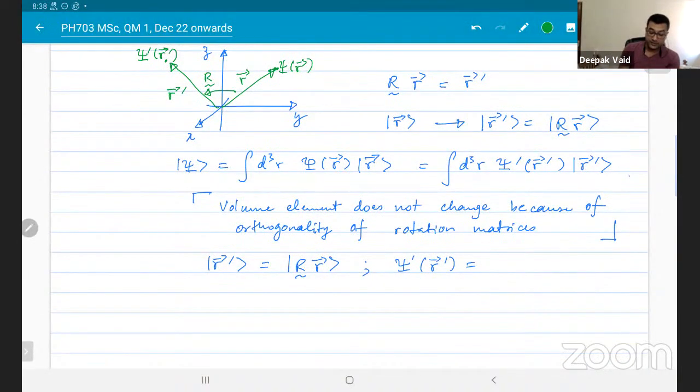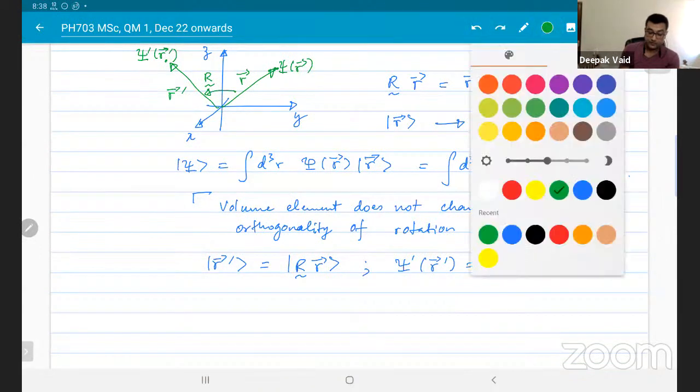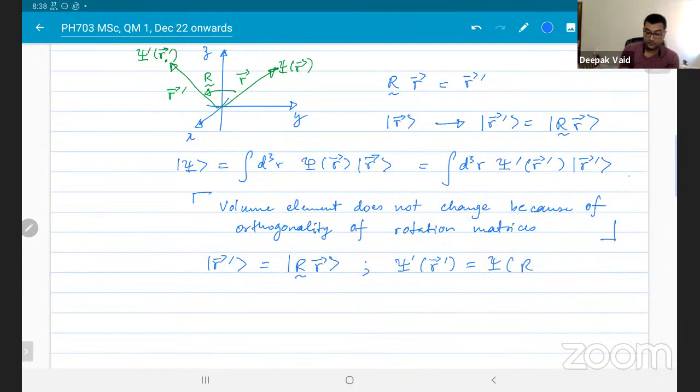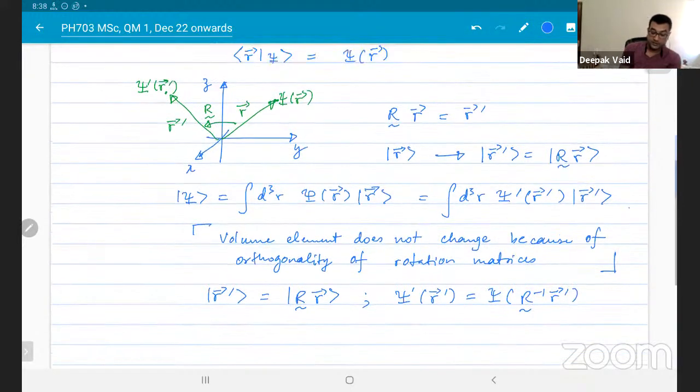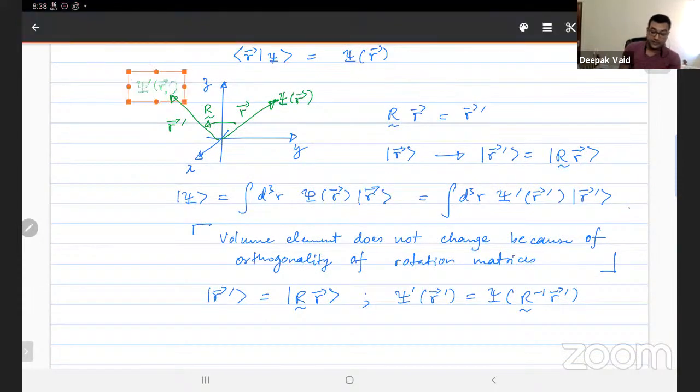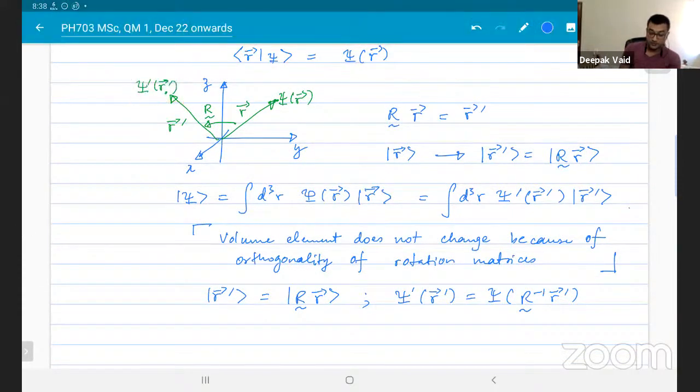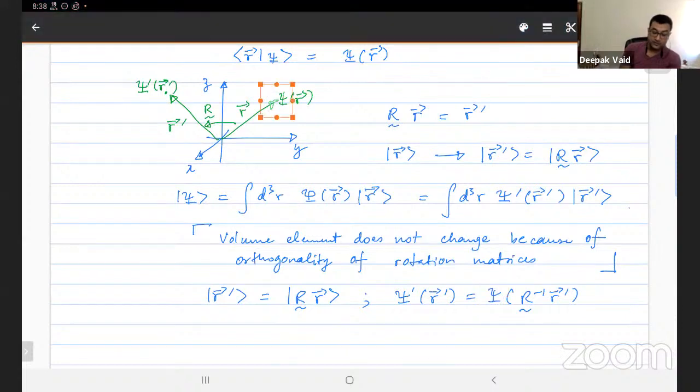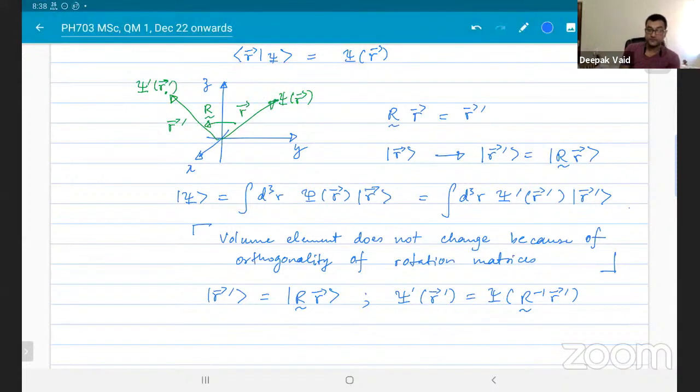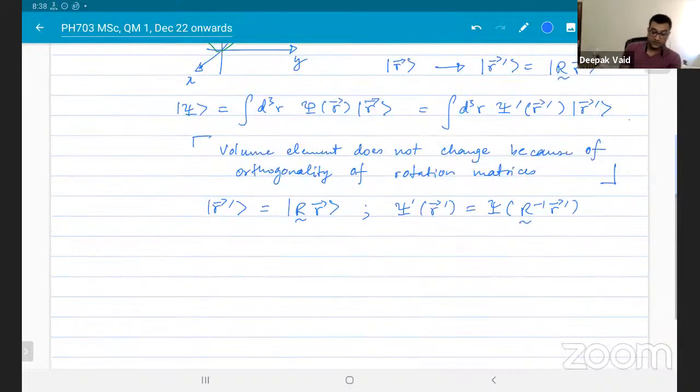So what I can do is I can write this psi prime of r prime as psi of R inverse r prime. What does this mean? The value of this function at the new point is equal to the value of the old function at the old point. Okay.